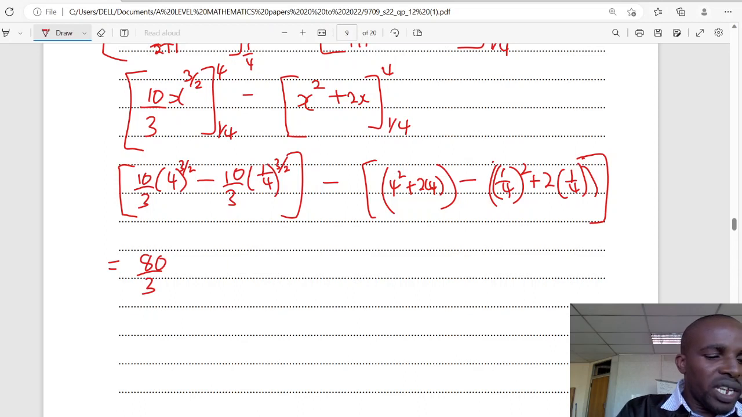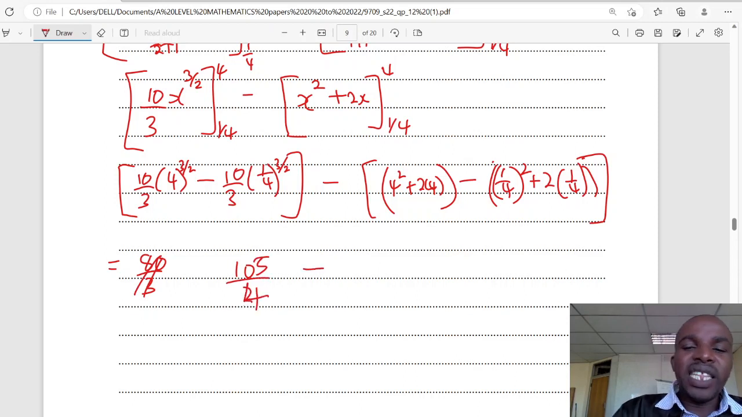Let me put it inside the bracket. 1 over 4, which is the same as 0.25, to the power 3 over 2. This part we get 105 over 4.